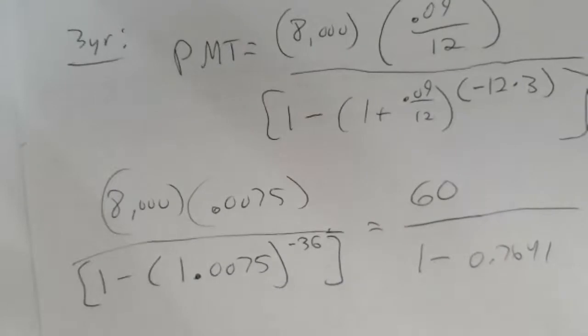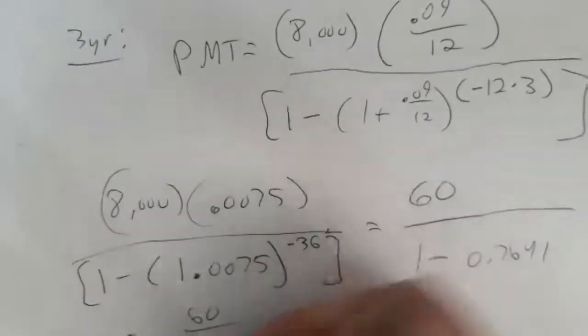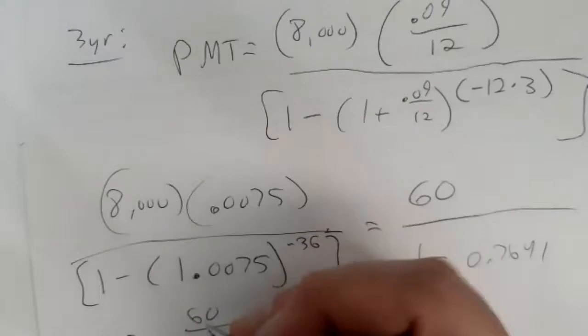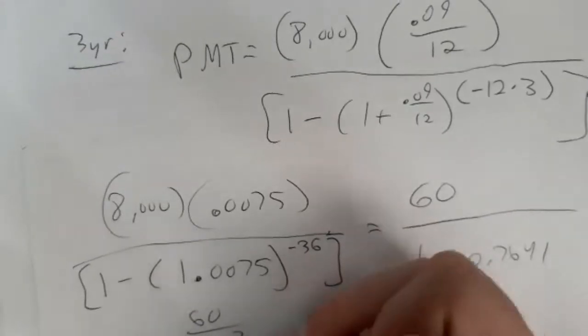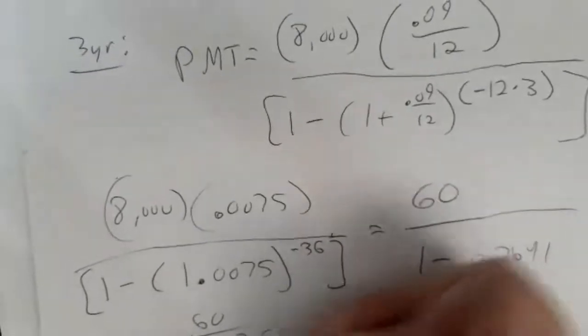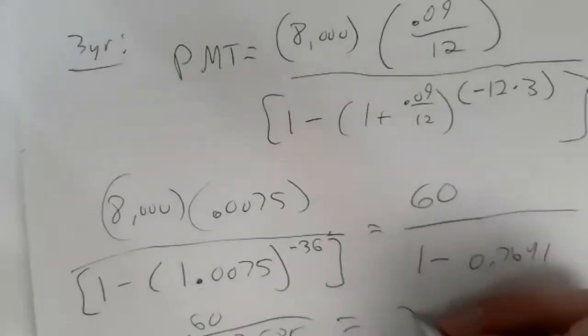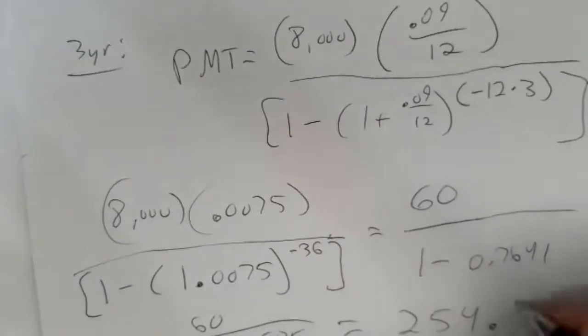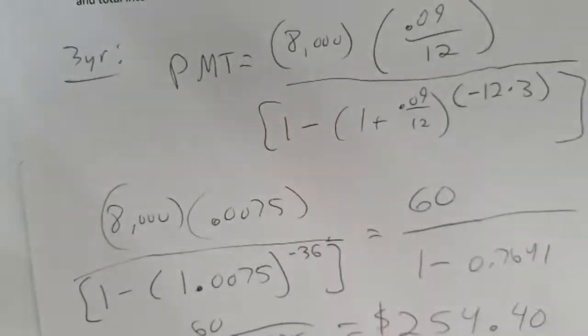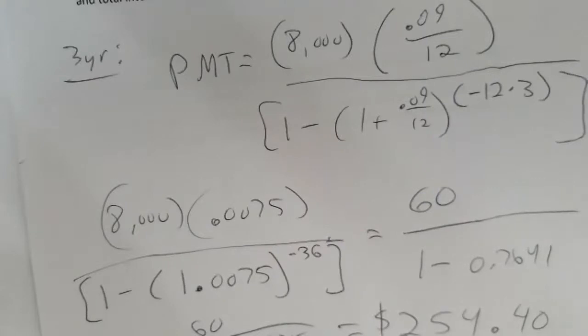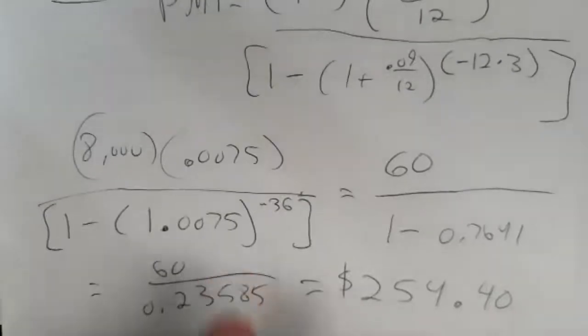And so I'm taking 60 and dividing it by a crazy small fraction, 0.2358, 2385 ballpark. And when I divide these two things, I should be getting something like 254.39. If I round it, it should be 254. So this is my payment on a 3-year loan.